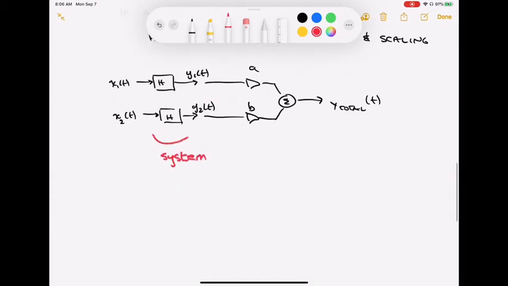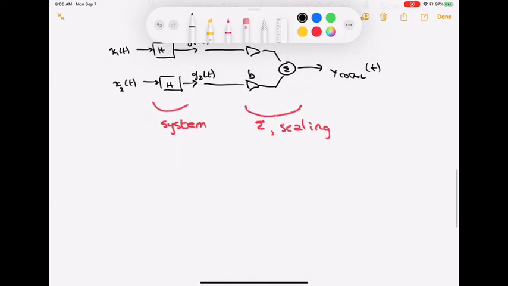System shown here first, and then I've got my summing and scaling, something along those lines. If something commutes, that means I can interchange the order. So that would look something like this. I would have x1 of t going through my scale factor A, and I would have my input x2 of t going through its scale factor B. Go ahead and add those together.